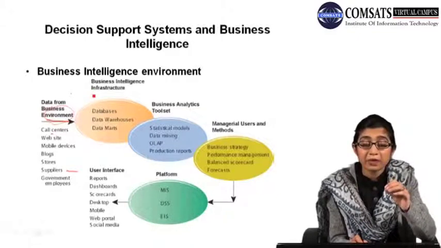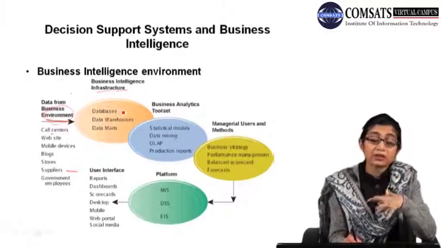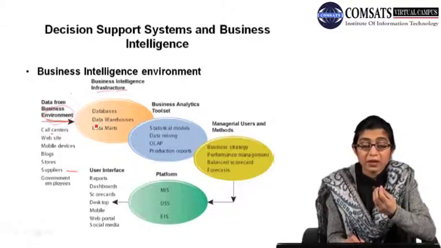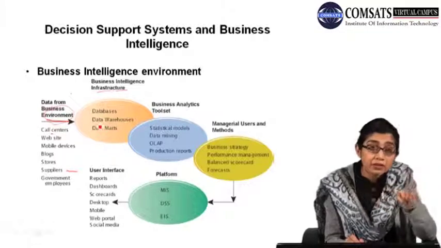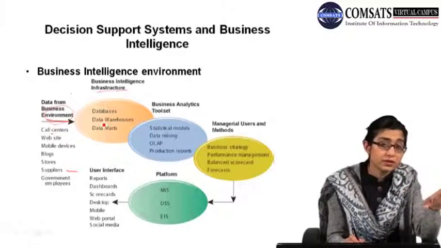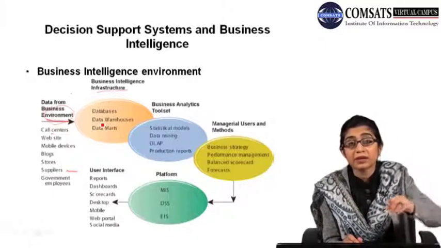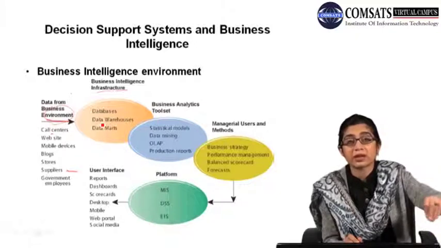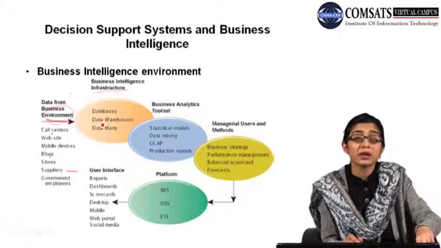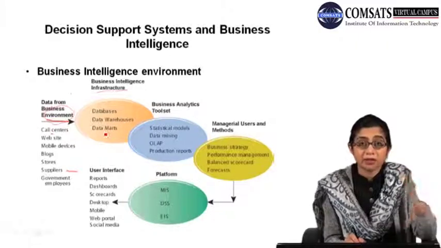Now the next component is the business intelligence infrastructure. This infrastructure consists of the different kinds of databases and warehouses that are being used in the organization, which not only consist of the transactional databases, but also the integrated databases, that is, the data going into the database from the transaction processing systems, and the data being taken in from the ERP systems as well. So that data is also present here.